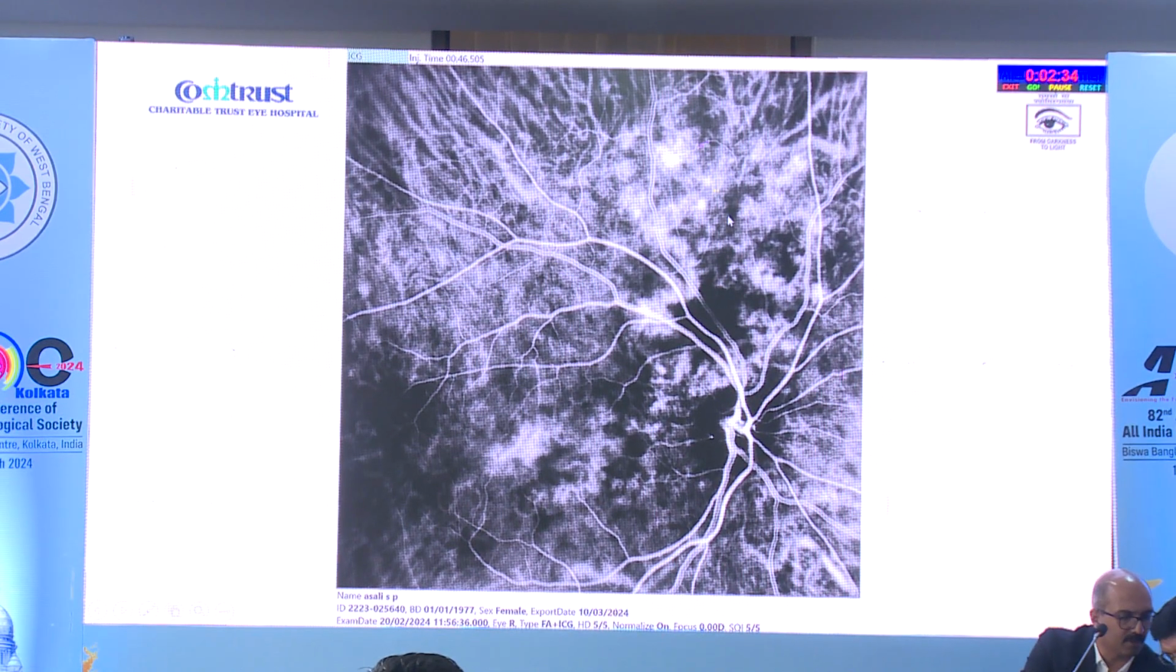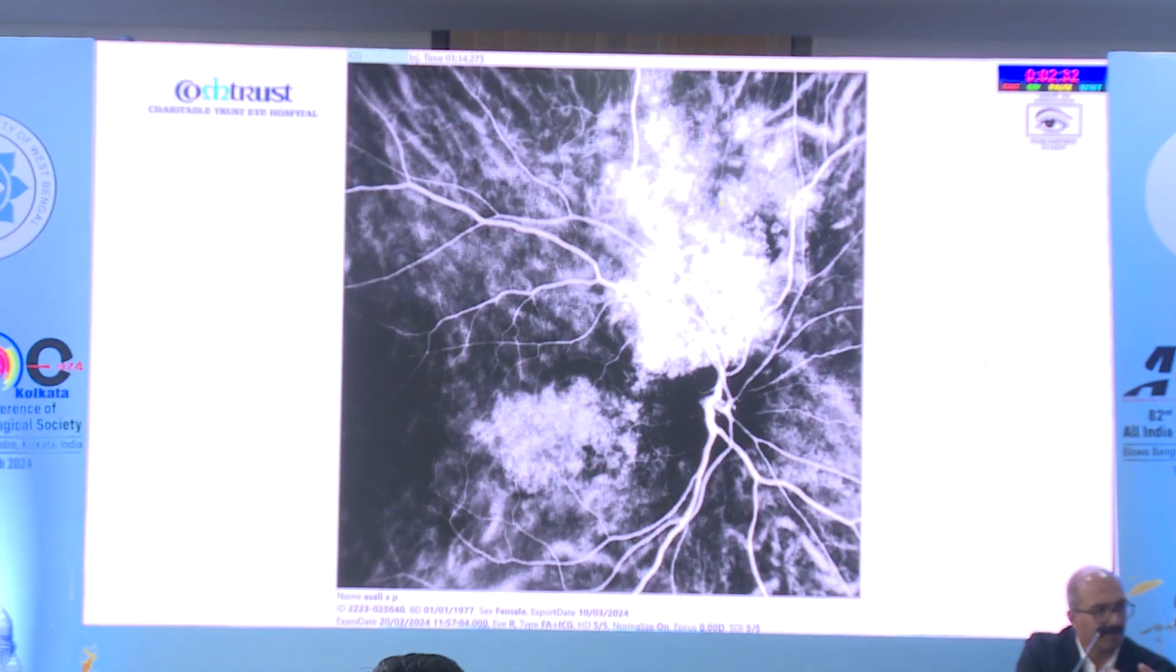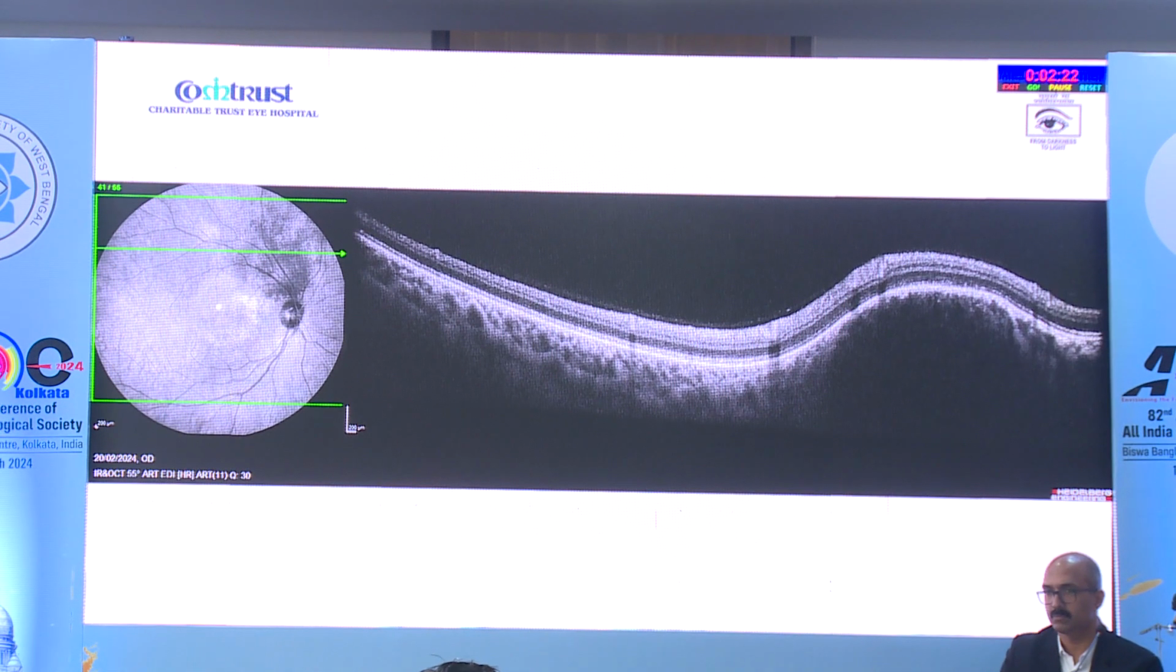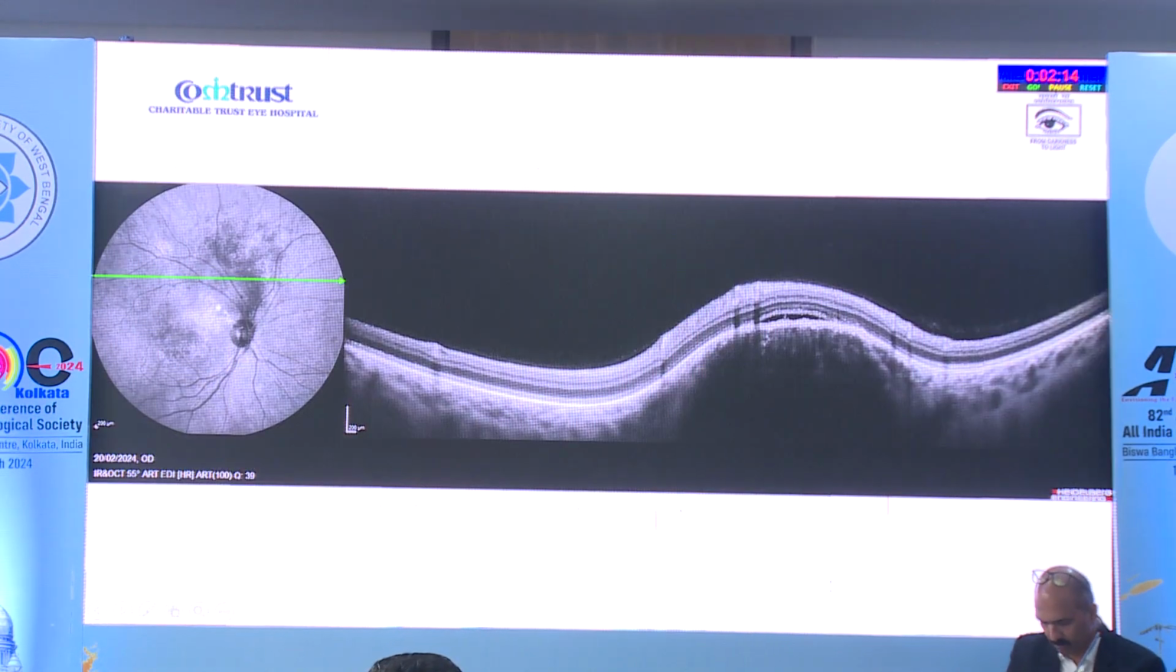And ICG shows the intrinsic vascularity of this lesion. When a PET scan was done, there were multiple spinal mets also for this lady, and she was referred for palliative care. That's the OCT of the same metastatic lesion in the choroid. Deep in the choroid, you can see the elevation and total full thickness choroidal involvement.